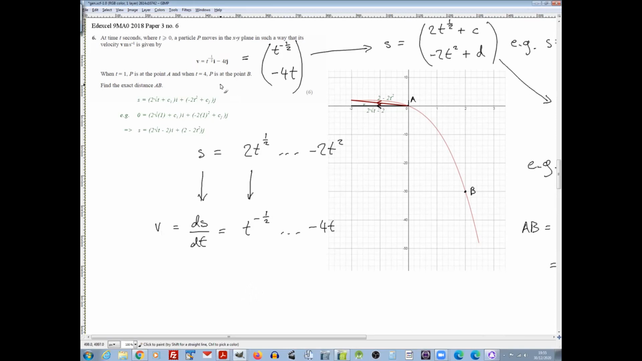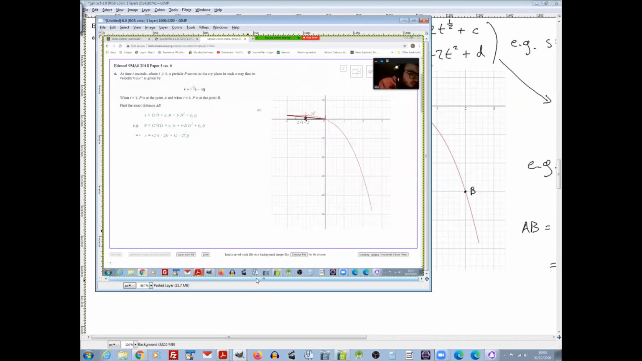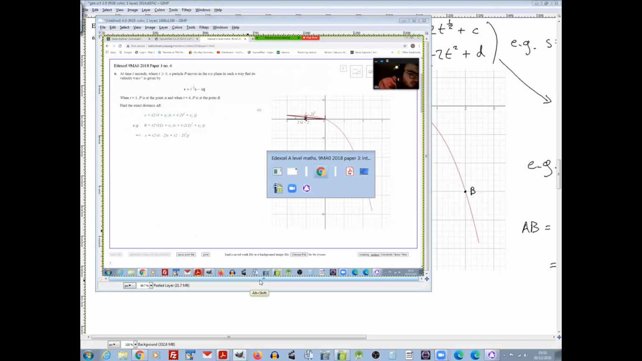So that is vector motion. Integrating velocity to get displacement.